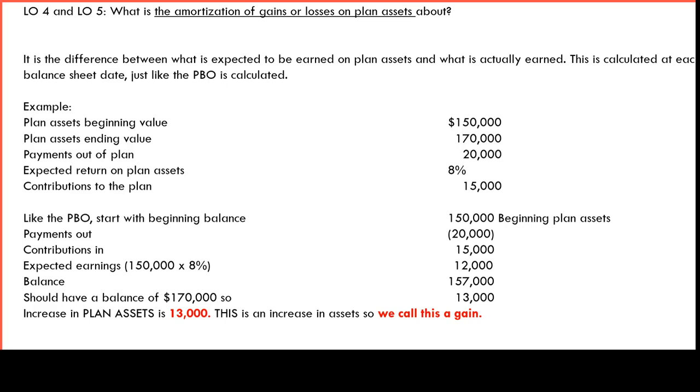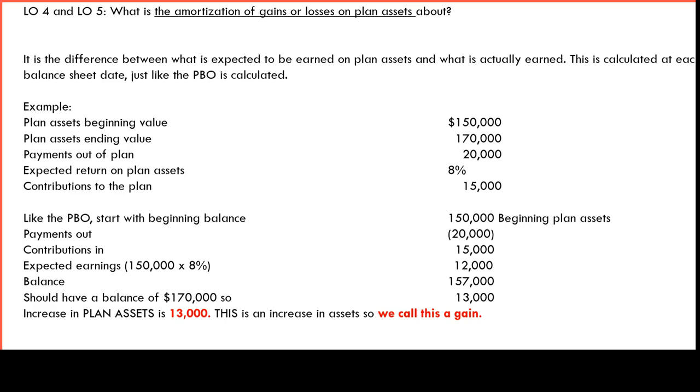Now, amortization of gains or losses on plan asset, what's all that about? Well, here we have a plan asset, beginning balance, ending balance. We make payments out of the plan. Now, these payments are going from the plan. They are just amounts that are leaving the plan. So therefore, you would see that as a reduction in the plan assets. The expected rate of return on the plan is 8%. That would be 8% of the beginning balance, and that is the $12,000, and that would be an increase.